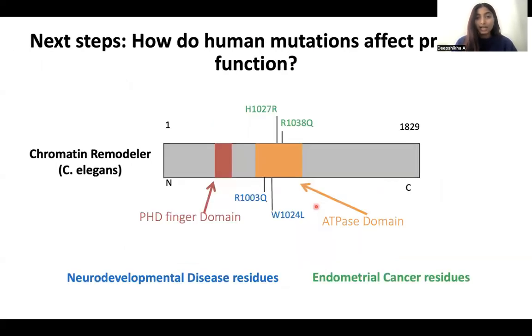And so we want to ask, how does this happen? And so to do that, we are removing different parts of the protein and asking if there's an effect on their fertility. We're also recreating some residues that we found by sequencing human patients in C. elegans to ask if there's an effect on function of the protein.